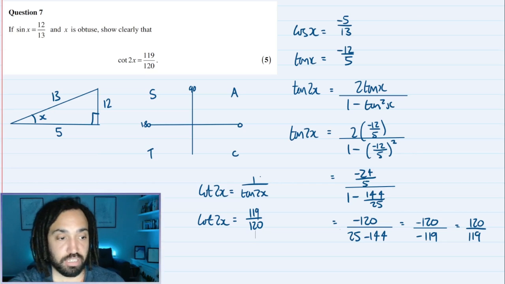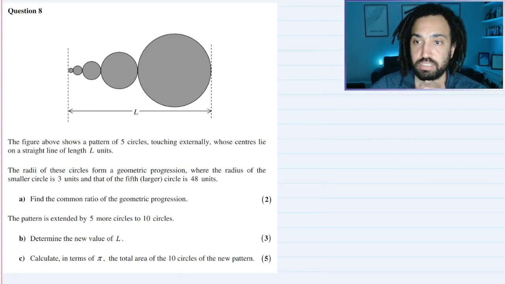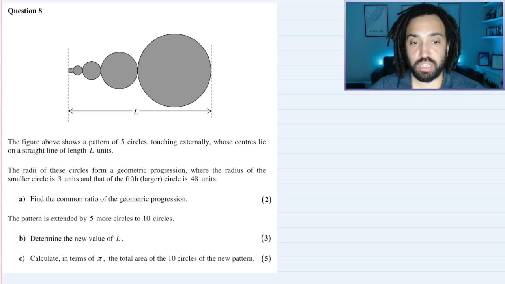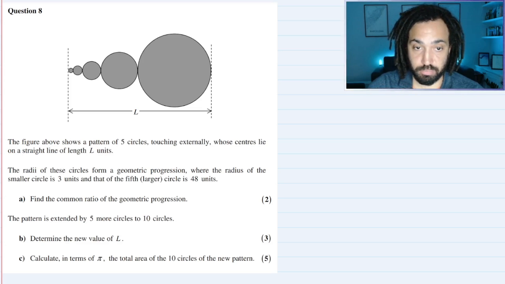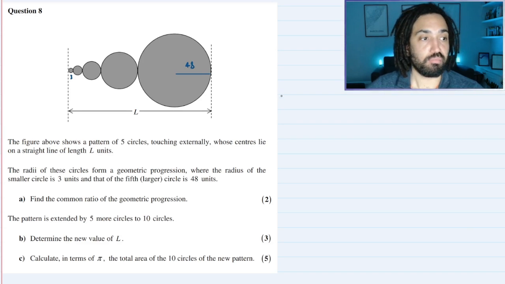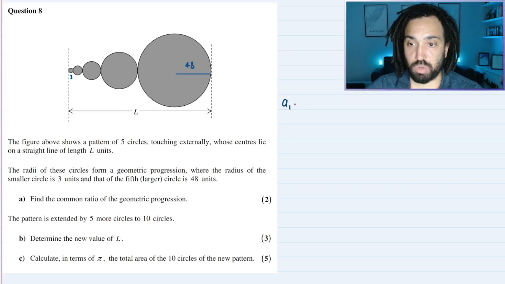Beautiful question, love that. Okay, question number 8 looks like a bit of a beast. It says that the figure shows 5 circles touching externally whose centers lie on a straight line of length L. The radii of these circles form a geometric progression where the radius of the smaller circle is 3 units, and the larger one is 48. Okay, so that means that A1, the first term, has a radius of 3, and A5, the fifth circle or term, has a radius of 48.